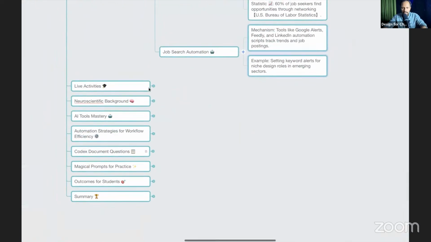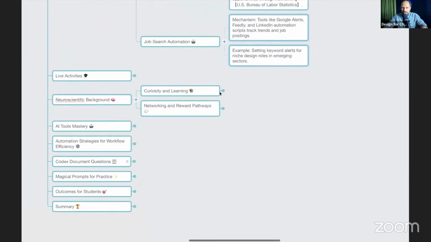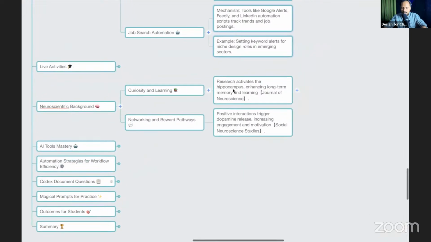Don't worry about this. I gave you the live activity, and I'll tell you the small insight behind this. Research activates a lot of the hippocampus inside your brain. It enhances long-term memory and learning, says the Journal of Neuroscience. If you follow this method, you will find a job where you can work for the rest of your life. You don't have to switch for salary. You will be paid very well there. Ultimately, that is my whole point in ending this entire call.